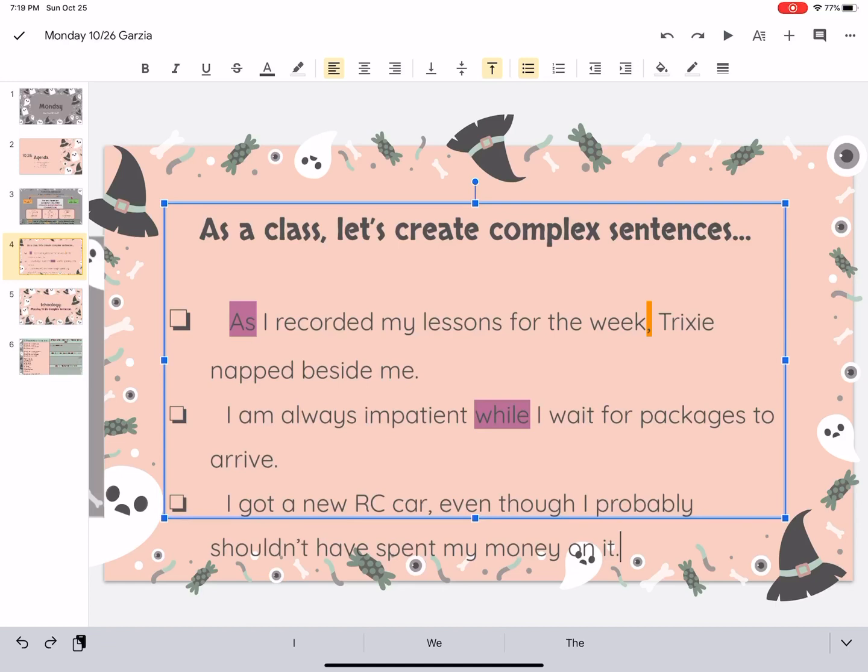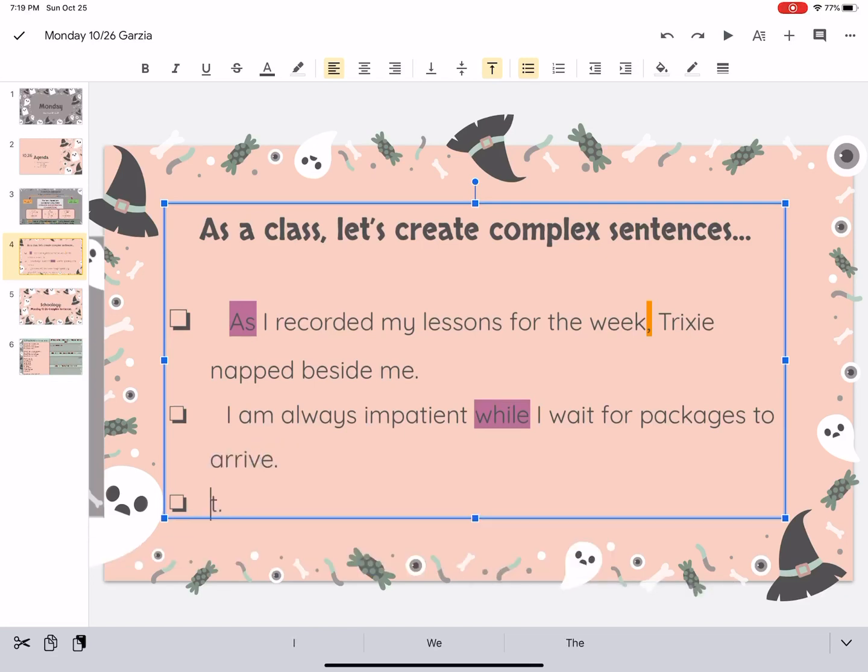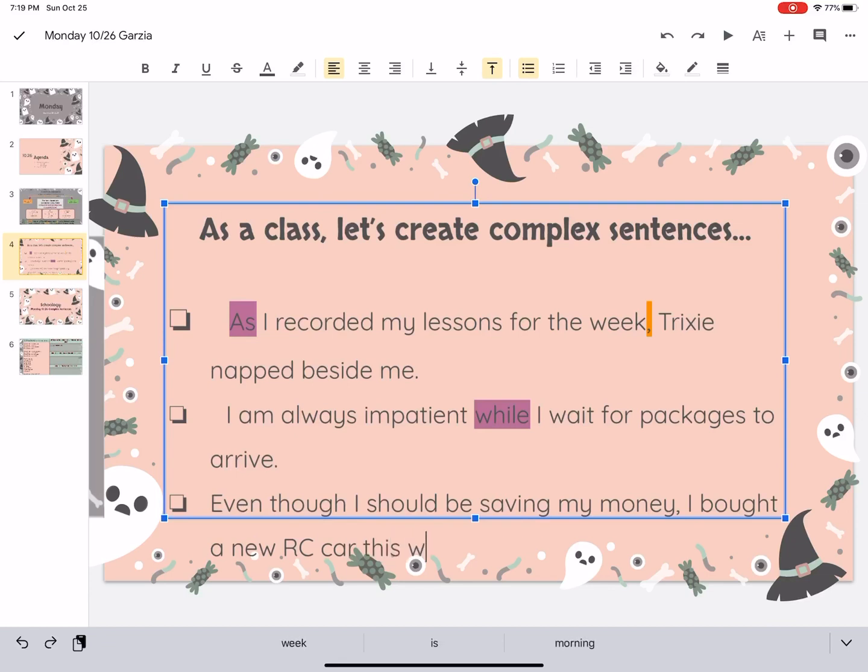Wait, no, that's wrong. I gotta fix it. I messed up. It's okay. Teachers messed up too. Here. Even though I should be saving my money, comma, I bought a new RC car this weekend. There we go. I'm not a child, I promise.